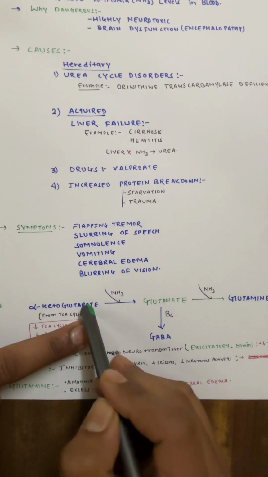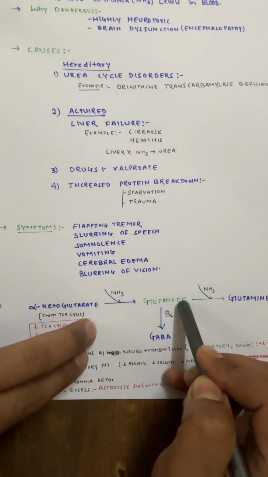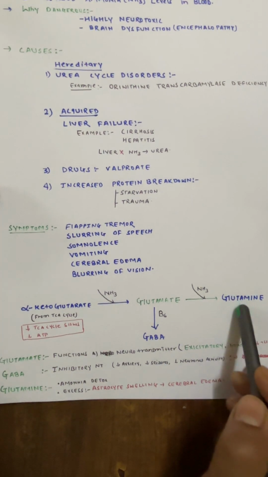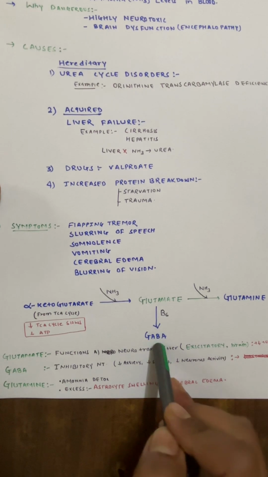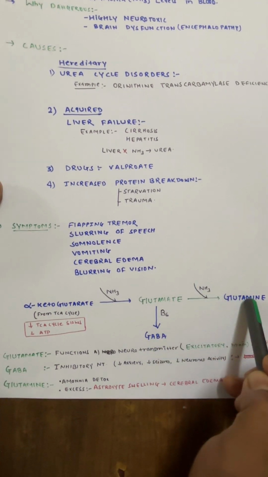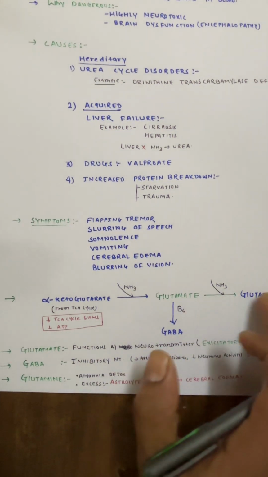Okay, and while adding both, it forms glutamate. And this glutamate forms glutamine and GABA. So ammonia also adds over here to the glutamate, and glutamine is formed. Okay, now we'll talk one by one about all these.